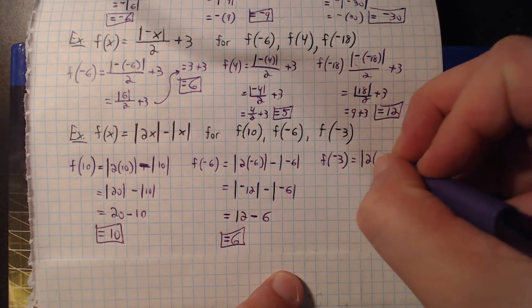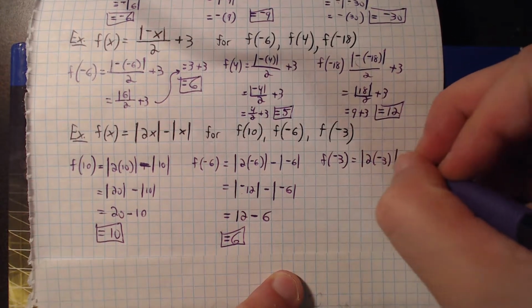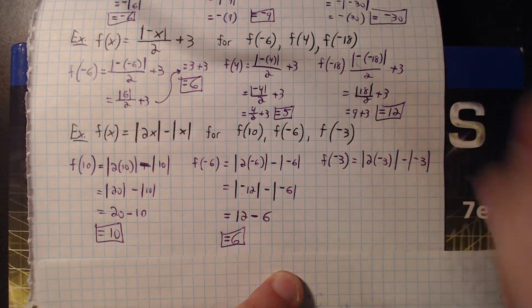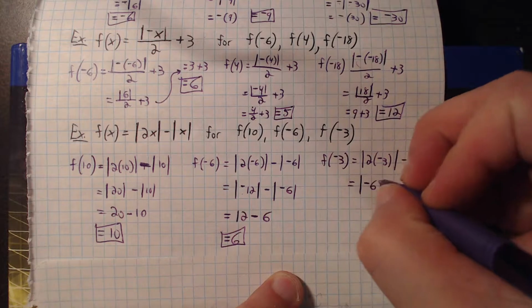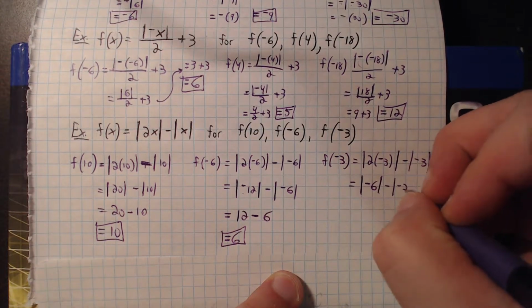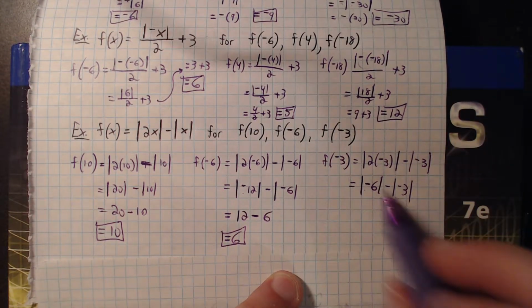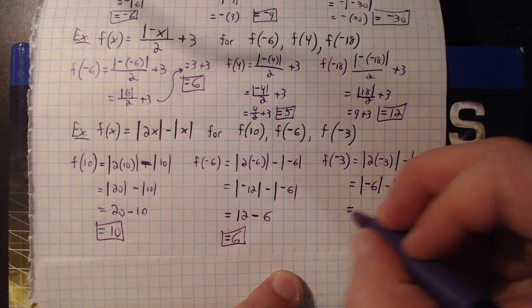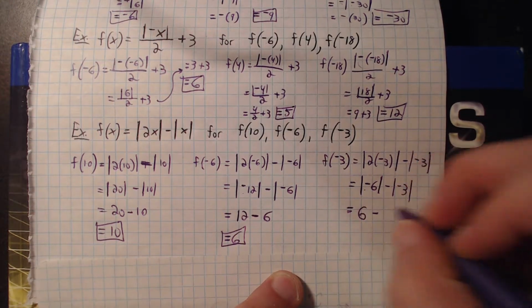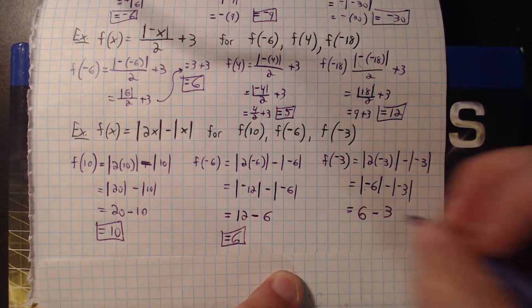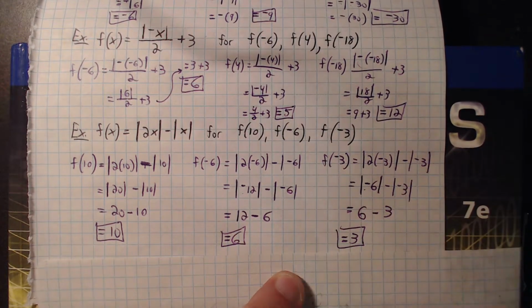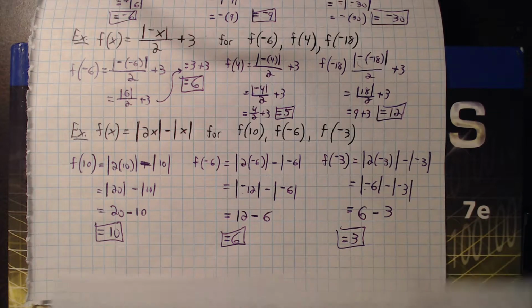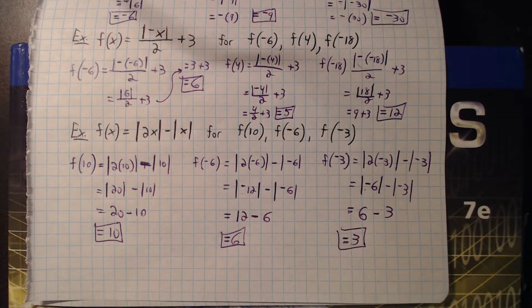Absolute value of 2 times negative 3 minus absolute value of negative 3. 2 times negative 3 is negative 6. And again, our absolute values come into play here. Absolute value of negative 6 is 6. Absolute value of negative 3 is 3. 6 minus 3 is 3. Alright, that's how absolute value functions work.